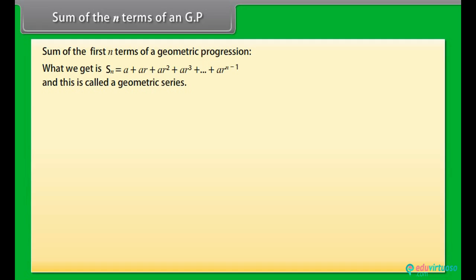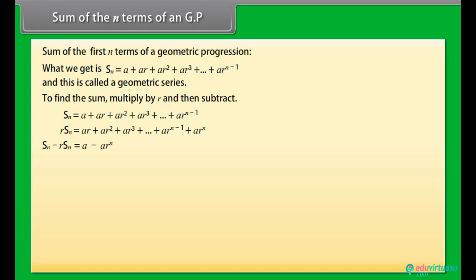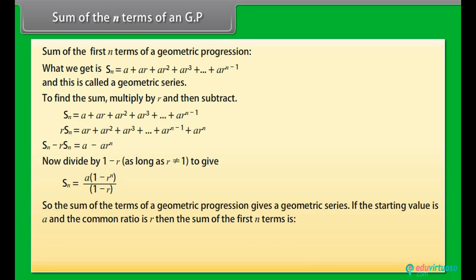Now the trick here to find the sum: multiply by r and then subtract. We get Sn minus r Sn is equal to a minus ar raised to the power n. Now divide by 1 minus r, as long as r is not equal to 1, to give Sn is equal to a into 1 minus r raised to the power n whole upon 1 minus r. So the sum of the terms of a geometric progression gives a geometric series.